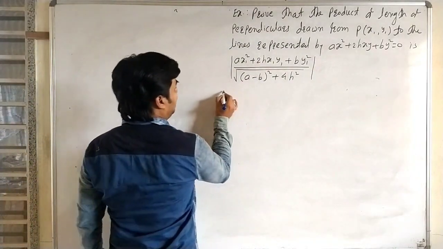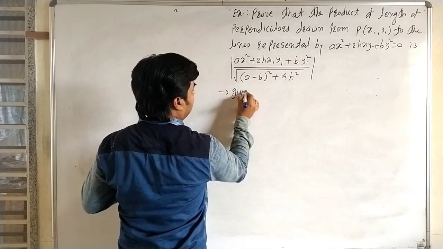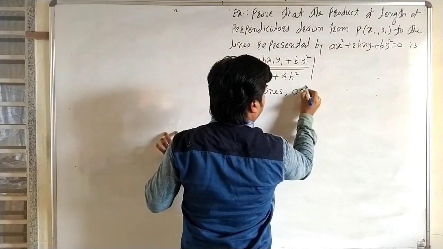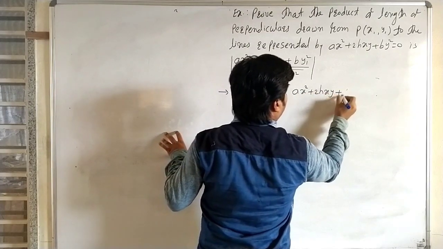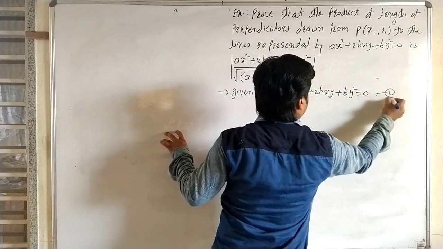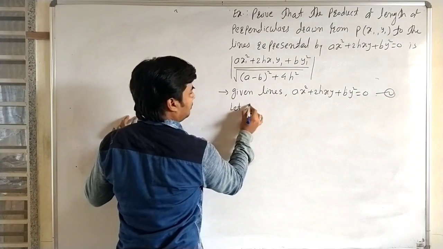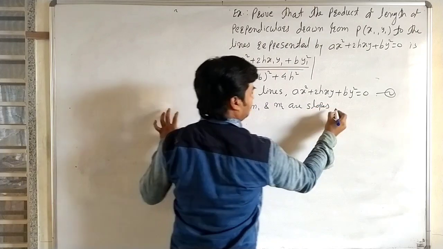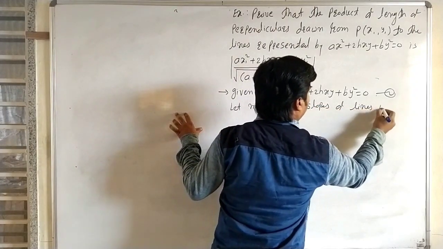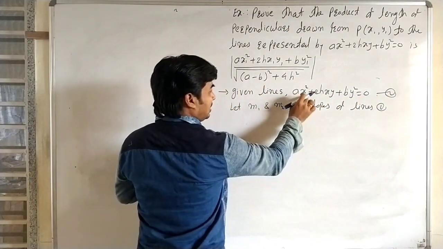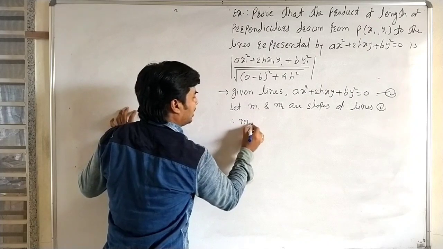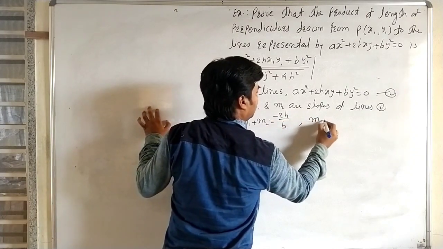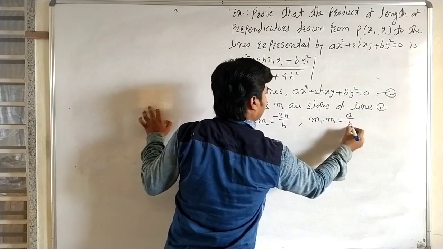Okay, here given line ax square plus 2hxy plus by square equal to 0. It is equation number 1. Now let m1 and m2 be the slopes of lines represented by this equation. Therefore we know that m1 plus m2 is equal to minus 2h by b and m1 into m2 is equal to a by b. Okay, these are the given conditions.